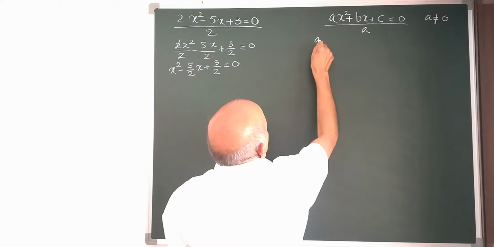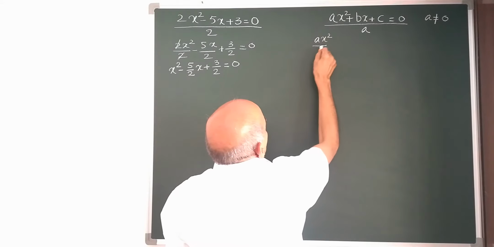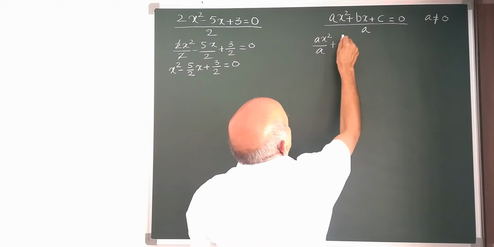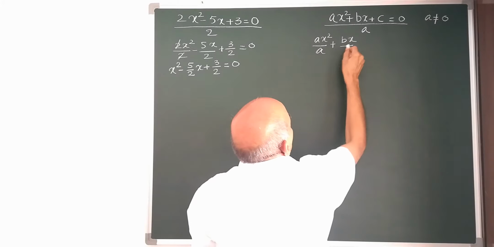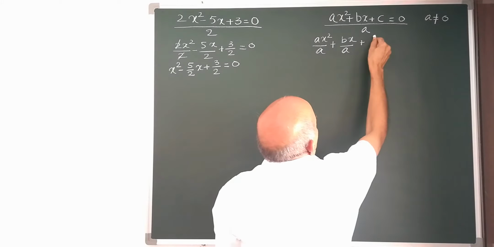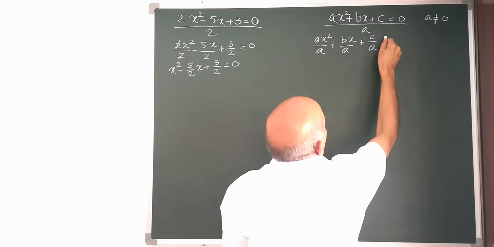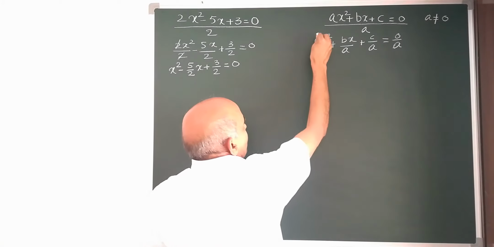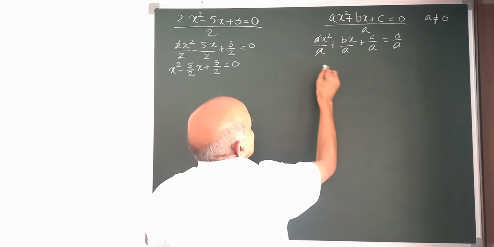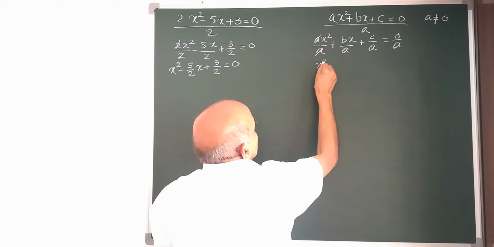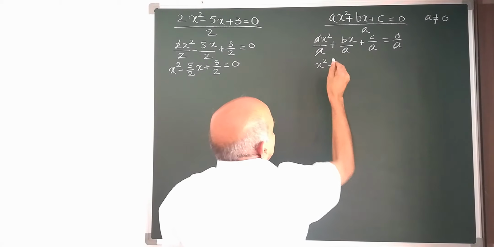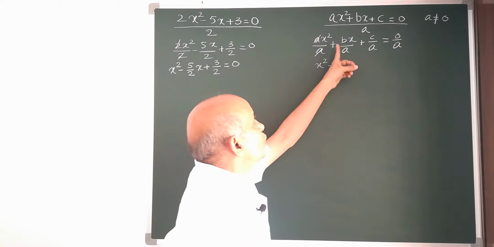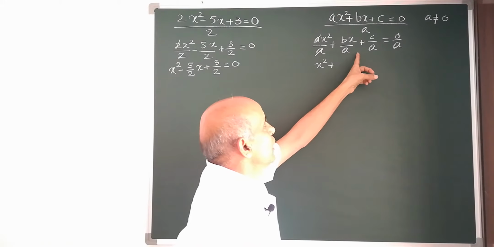So, this is ax square by a plus bx by a plus c by a is equal to 0 by a. A and a get cancelled. This becomes x square plus, 2 terms will be there.